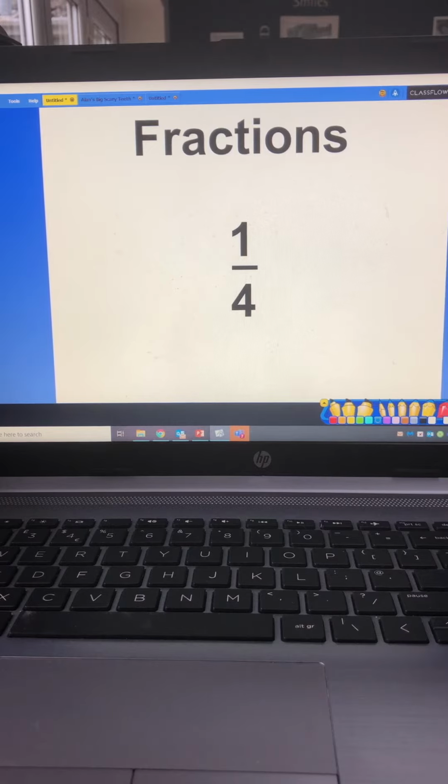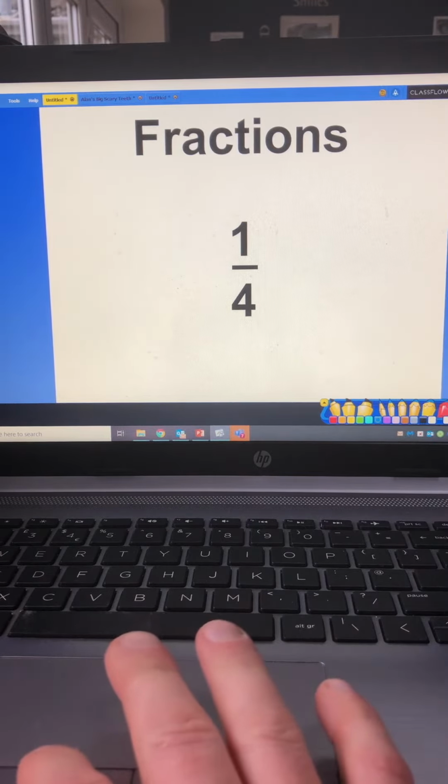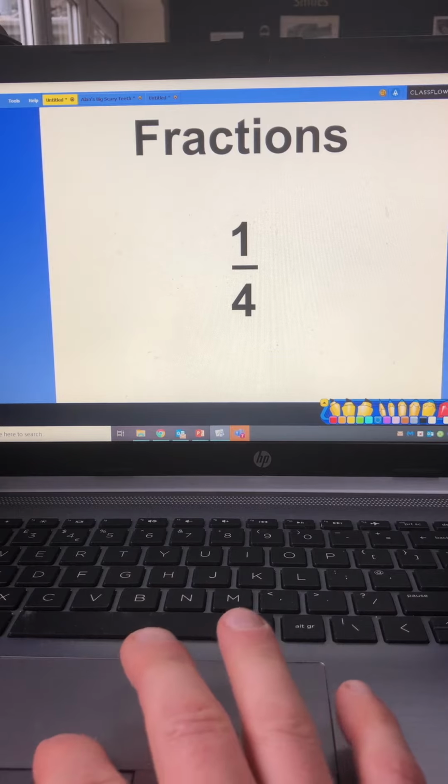The number on the bottom is the denominator, how many of those equal parts we have split our shape or our amount into. With a quarter, you can see that we split it into 4. The numerator, the number on the top, tells us how many of those we're going to count.